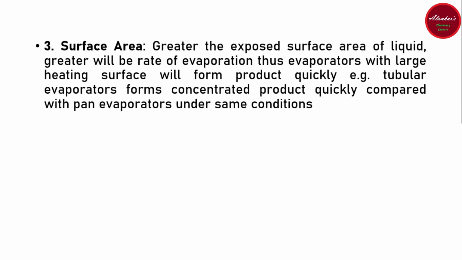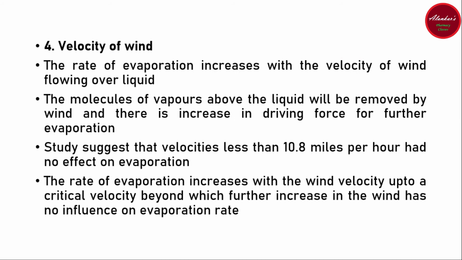Now the next thing is the surface area. The greater the exposed surface area of the liquid, the greater will be the rate of evaporation, and thus evaporators with large heating surface area will form product quickly. For example, a tubular evaporator forms the concentrated product quickly as compared to the pan evaporator under the same conditions. The fourth factor is the velocity of wind.